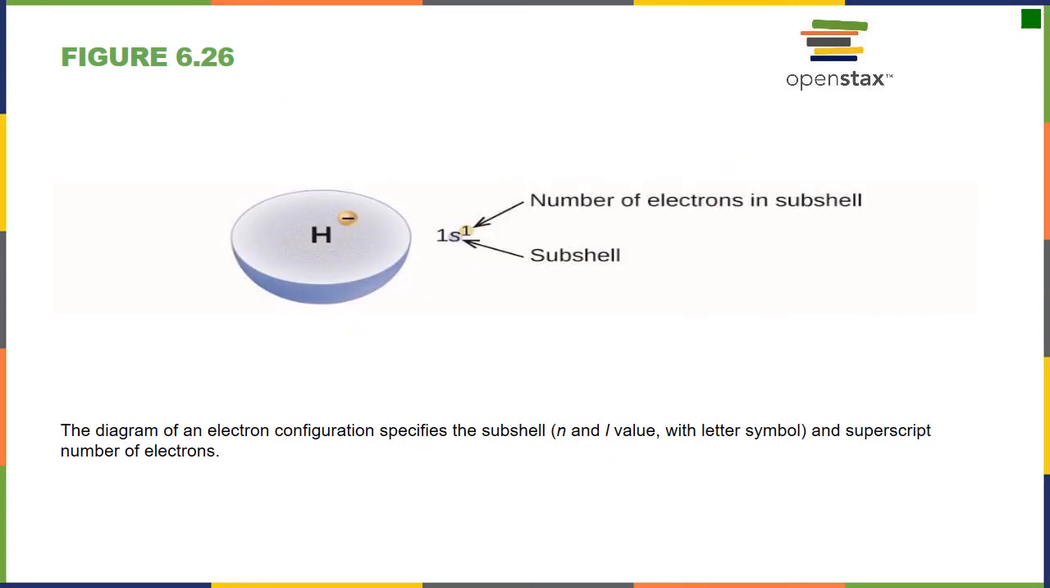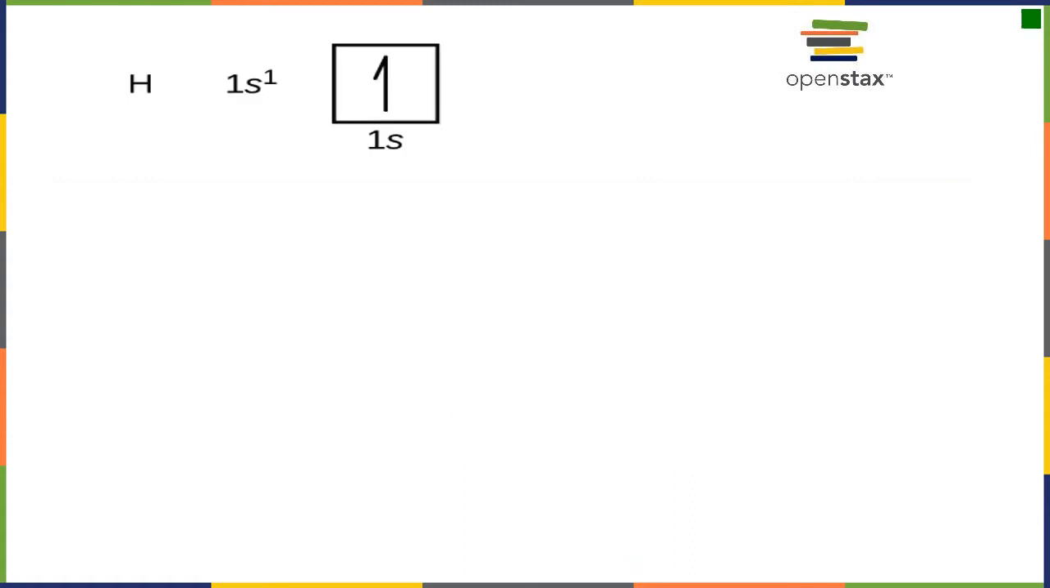So, starting with hydrogen. We know that hydrogen's got 1 electron. It's going to put it in the closest orbital to the nucleus, which is the 1s. And when it puts 1 electron in there, it's going to be a 1s1. And this is the electron configuration for hydrogen. We know that hydrogen has 1 electron, and if we put it in the first orbital, it is a 1s1.